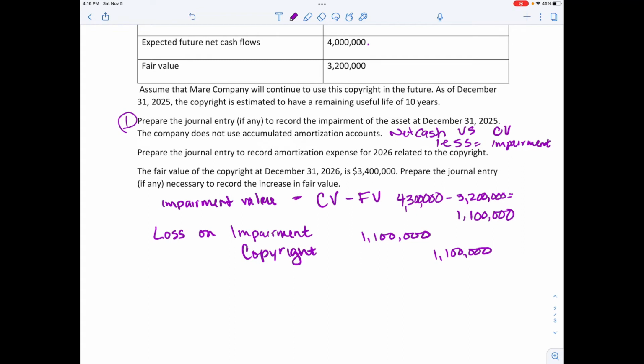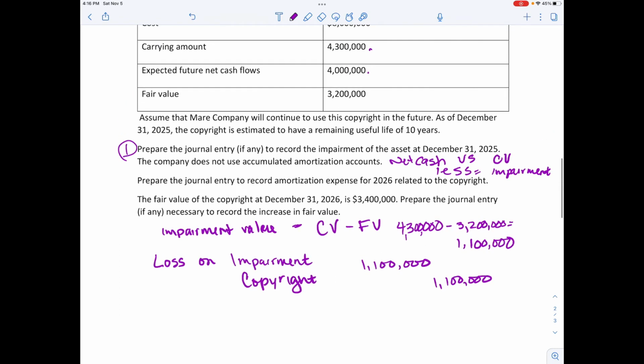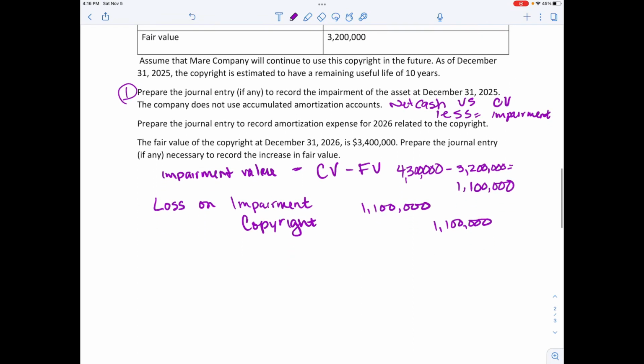All right, now we need to record our amortization expense. We need to do this based on your carrying value. We've just now brought our copyright value down to the 3.2 million because we recorded that impairment, right? So our carrying value was 4.3. I recorded that impairment. Now my value for that copyright is equal to my fair value.